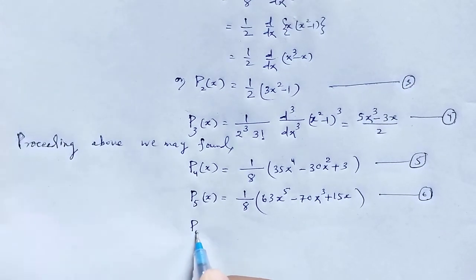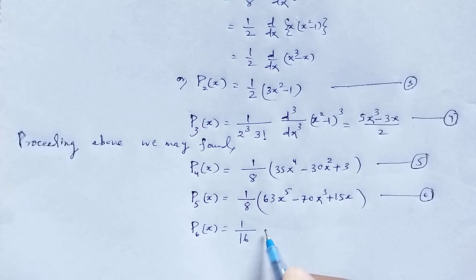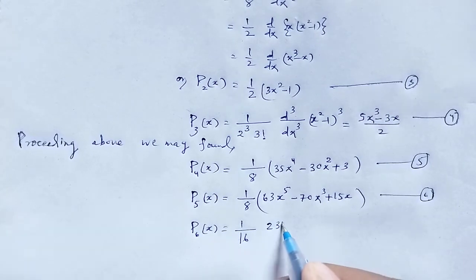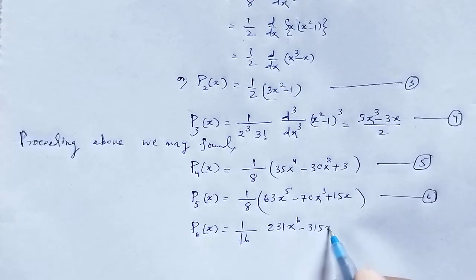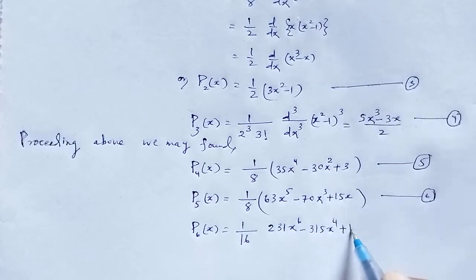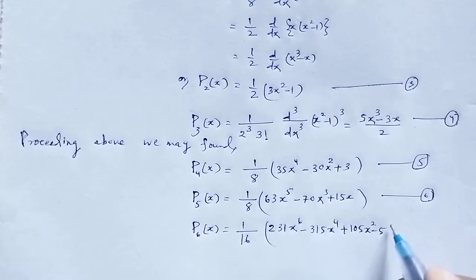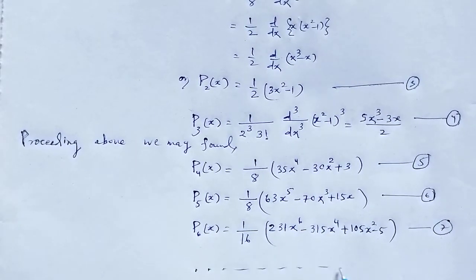And P6 of x will be 1 by 16 into 231x to the power 6 minus 315x to the power 4 plus 105x square minus 5, that is equation number 7. We proceed like this.